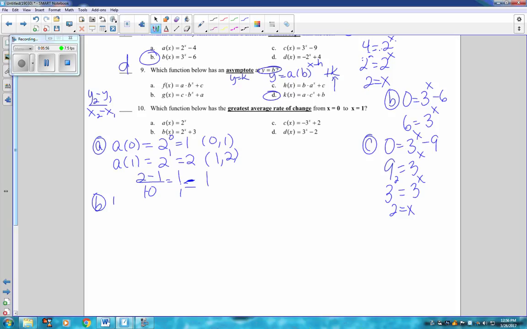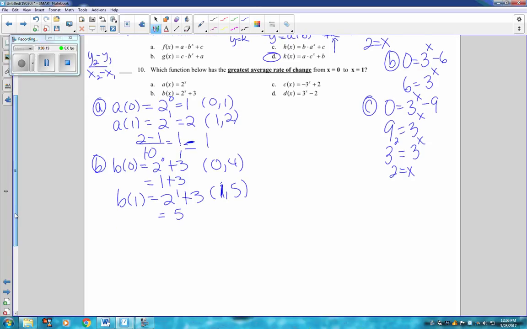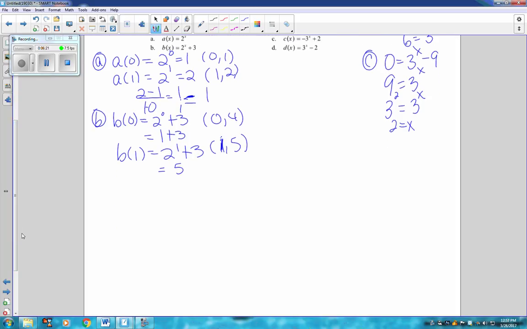Okay, for part B, I've got to go through each one of these and compare their rate of change. I need to find b of 0: 2 to the 0 plus 3. 2 to the 0 is 1. 1 plus 3 is 4. So that's the ordered pair 0, 4. Now b of 1 would be 2 to the first power plus 3. So 2 plus 3 is 5. That gives me the ordered pair 1, 5. All right, now finding their average rate of change: 5 minus 4 over 1 minus 0. That gives me 1.